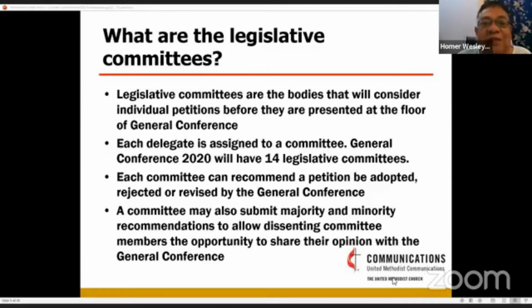What are the legislative committees? Legislative committees are the bodies that will consider individual petitions before they are presented at the floor of the General Conference. Each delegate is assigned to a committee. General Conference 2020 will have 14 legislative committees. Each committee can recommend a petition be adopted, rejected, or revised by the General Conference. A committee may also submit majority and minority recommendations to allow dissenting committee members the opportunity to share their opinion in the General Conference. Kung gusto natin may pagbabago sa ating iglesia, gagawa tayo ng petition, isubmit natin, and this will be considered by legislative committees.